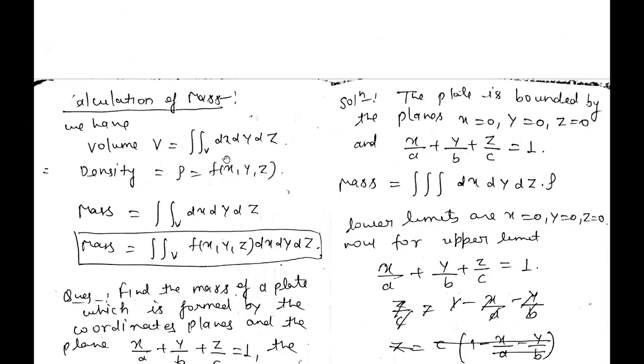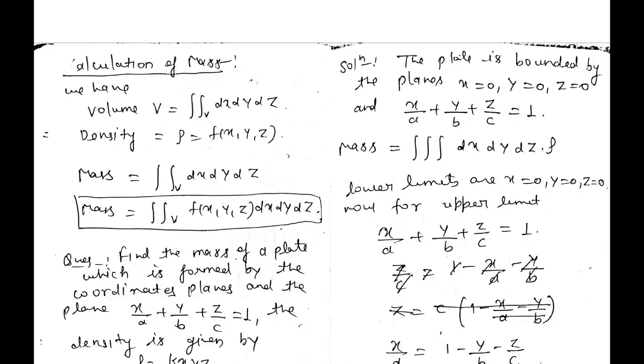Now, there is another topic, calculation of mass. Center of gravity I discussed in our previous session, and here is calculation of mass. Mass is just volume into density, right? Volume is triple integration dx dy dz, and density is denoted by f(x,y,z). So your mass will be triple integration f(x,y,z) dx dy dz over V. That means we are applying the triple integration formula. So there is an example here.